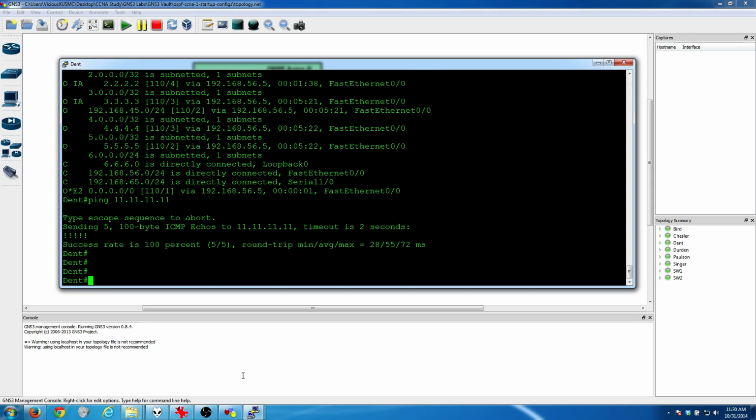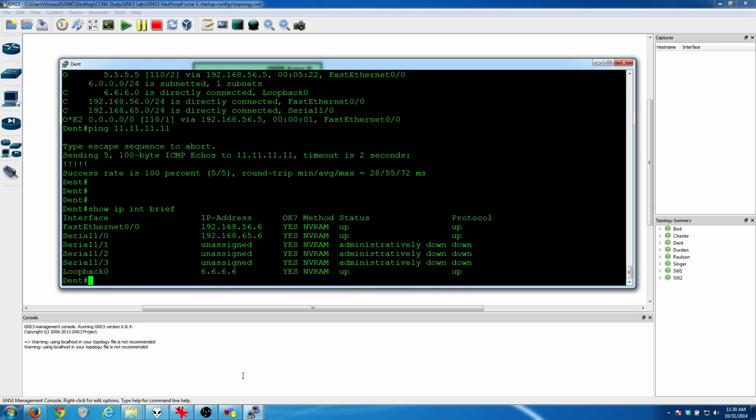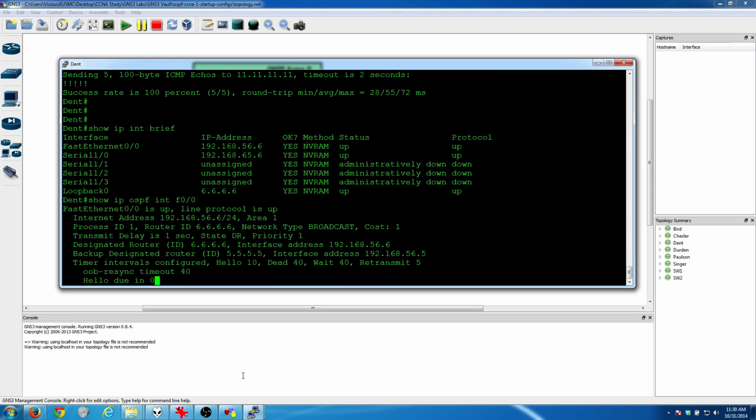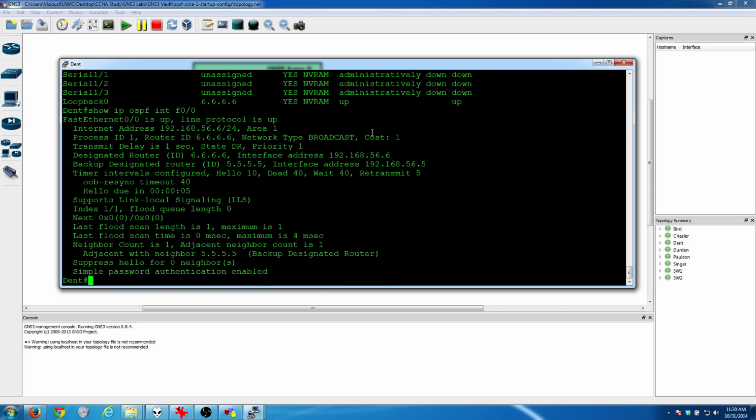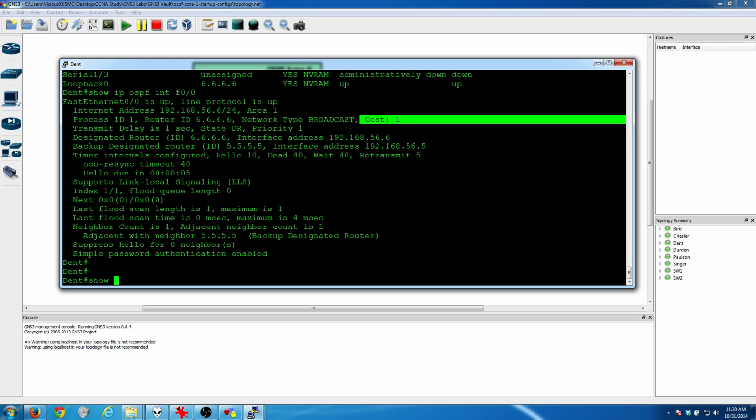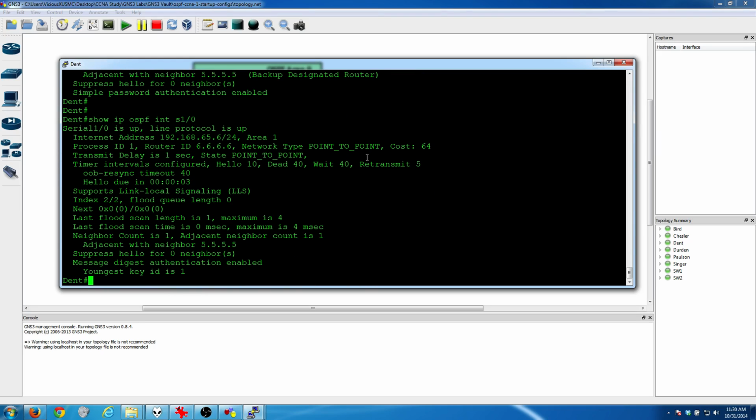Let me show you the interfaces again. It should be Fast 0/0 and Serial 1/0. Okay, let's do a show IP OSPF interface FastEthernet 0/0, and this gives us our details. The cost of that link is 1, and if we do a show IP OSPF interface Serial 1/0, the cost of that interface is 64. That's the reason why this serial is considered much slower and has a higher cost, due to the way the metric works for OSPF.